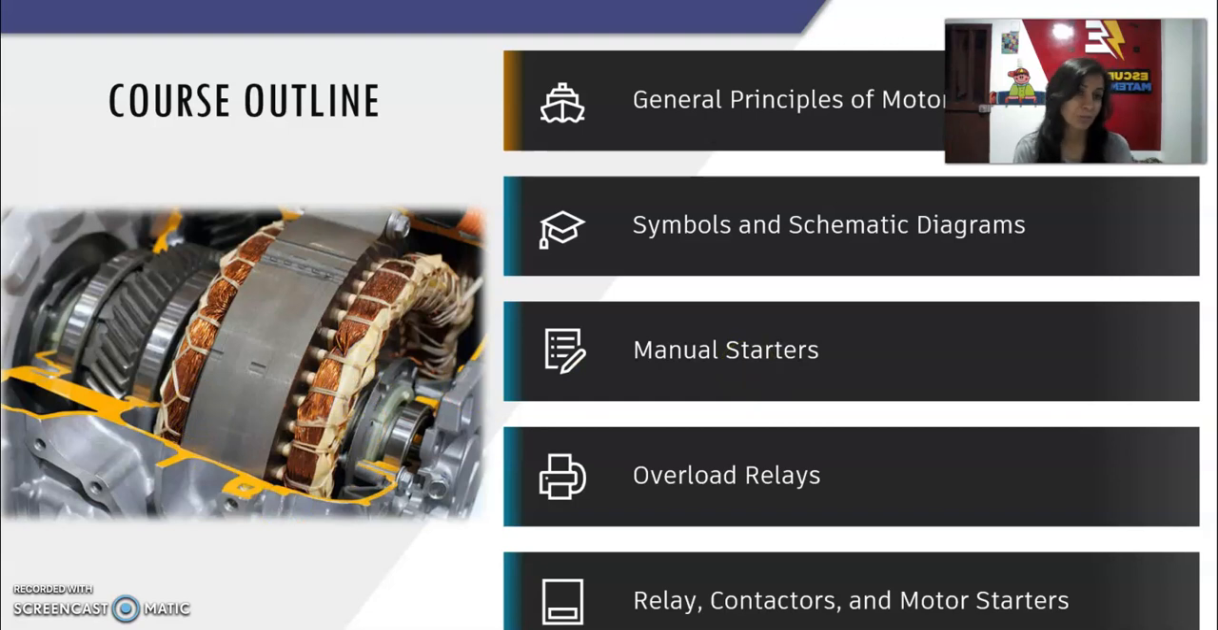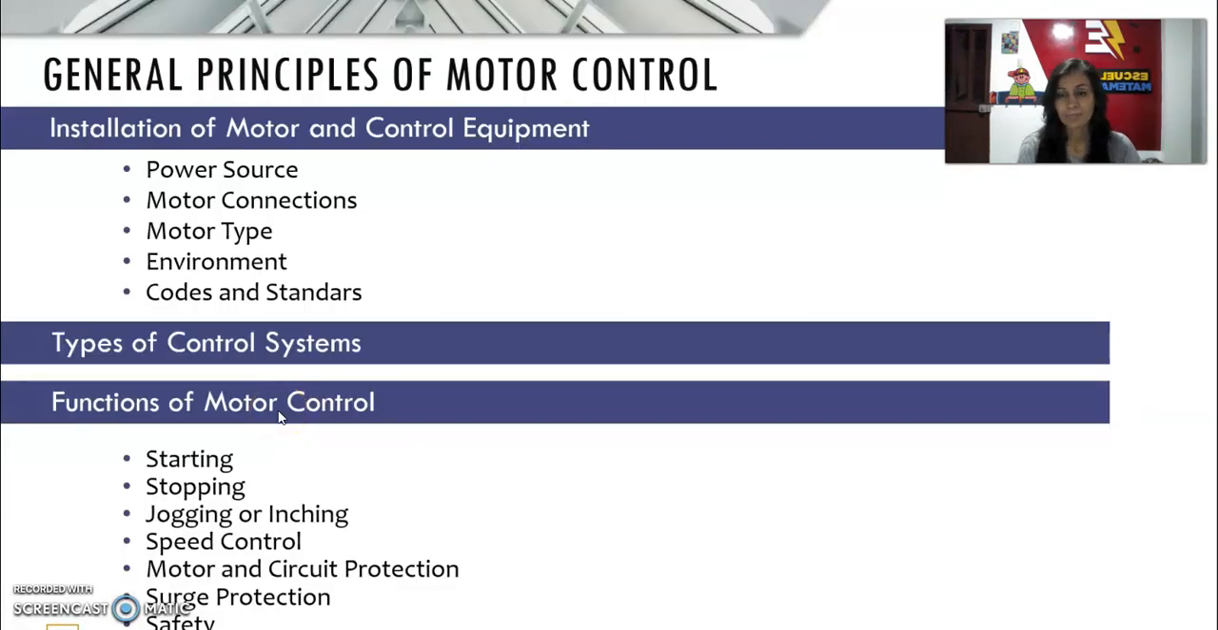Okay, let's talk about the course outline. First, we're going to talk about the general principles of motor control. Second, we're going to see symbols and schematic diagrams. After that, we're going to talk about manual starters, then overload relays, and finally, we're going to talk about relays, contactors, and motor starters.